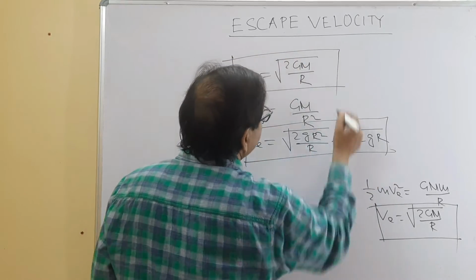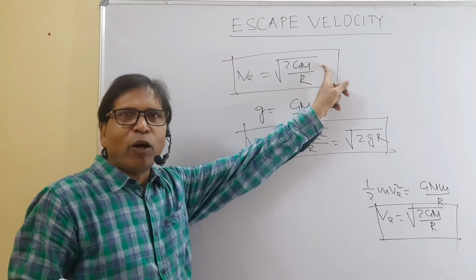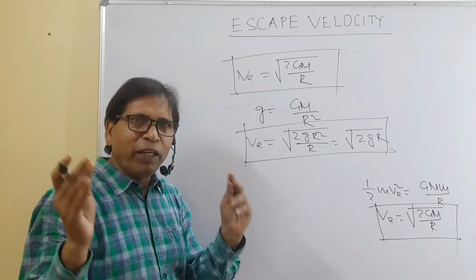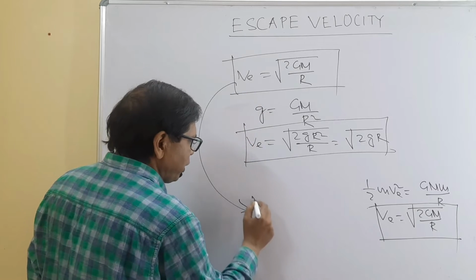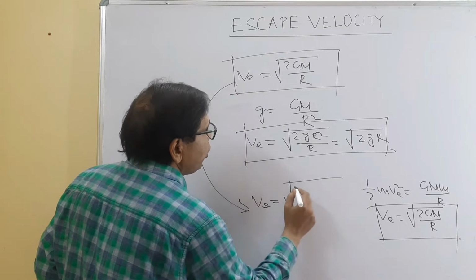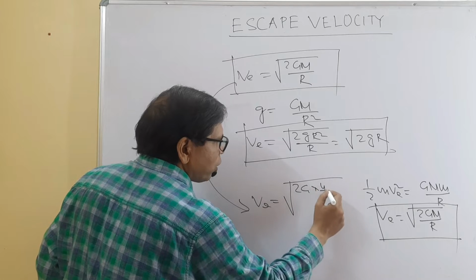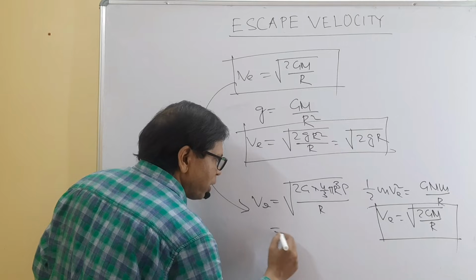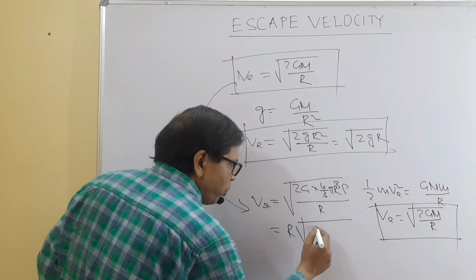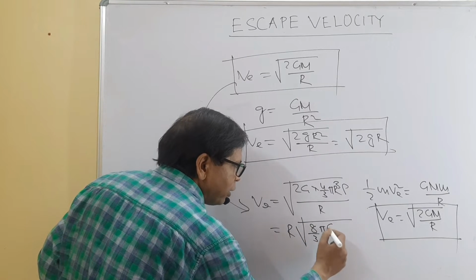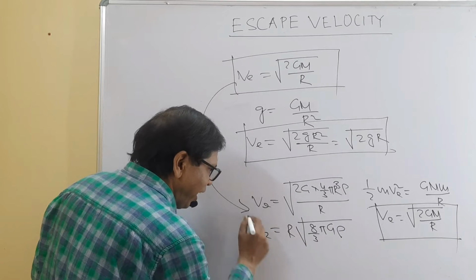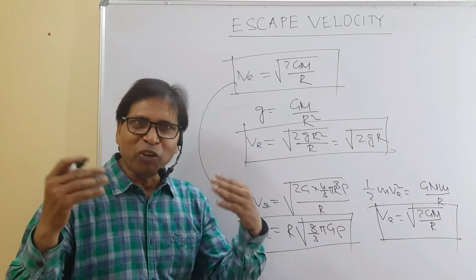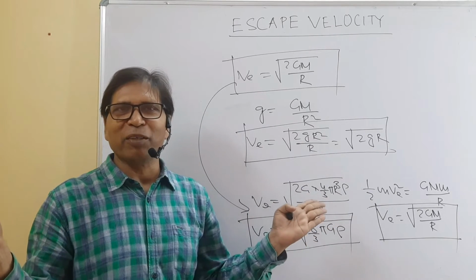This is the first. Now, mass of the Earth is equal to 4/3 pi R cube rho, where rho is the mean density of Earth. From this expression V_E becomes root over 2g into 4/3 pi capital R cube rho by R. So this becomes R into root under 8 by 3 pi G rho. This is another expression of escape velocity. Now we solve some numericals relating to escape velocity.